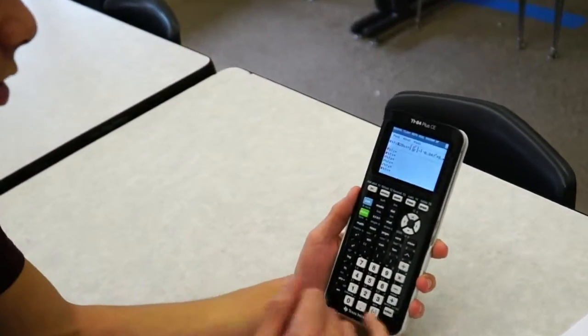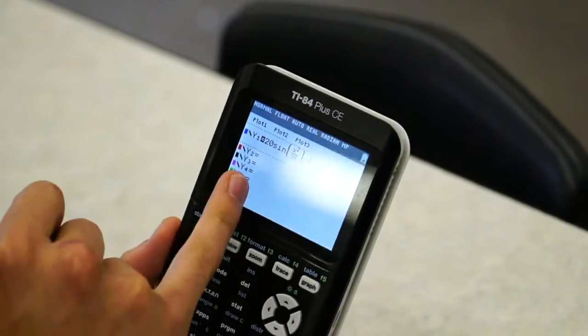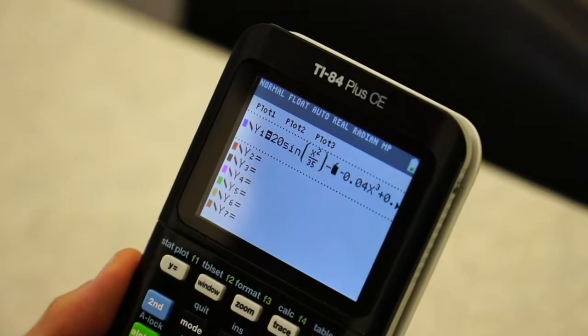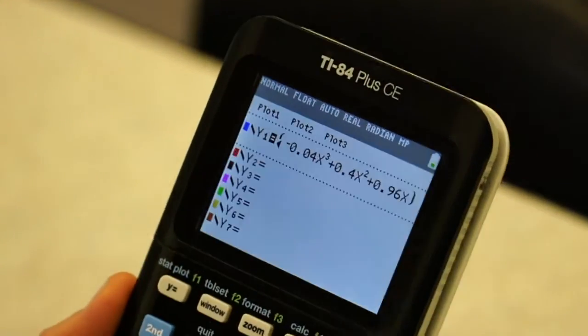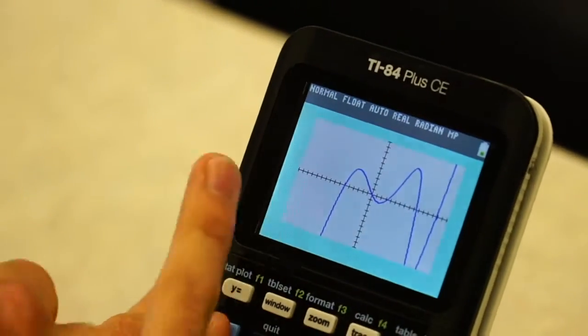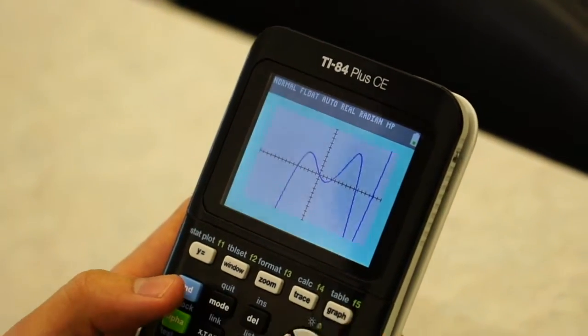So after we put the derivative of our function into our calculator, as you can see it's in right here, this is just r of t minus d of t. After you put that into your calculator and you go to your viewing window, you can see that this is the graph of our derivative, and we know that the critical points are going to be when the graph of the derivative is equal to 0, and also the 2 endpoints of the interval.